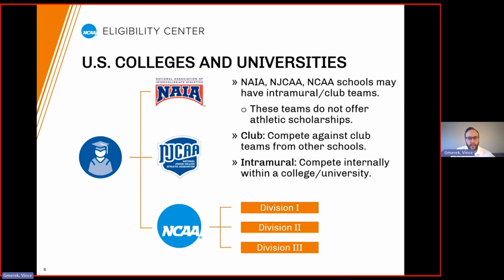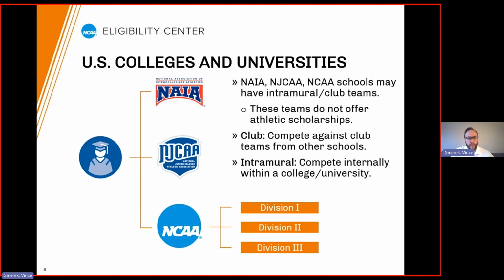NCAA schools are broken into 3 divisions: Division 1, Division 2, and Division 3. Those 3 divisions represent 3 different sets of schools, and each one of those 3 divisions has different rules regarding initial eligibility and amateur eligibility.